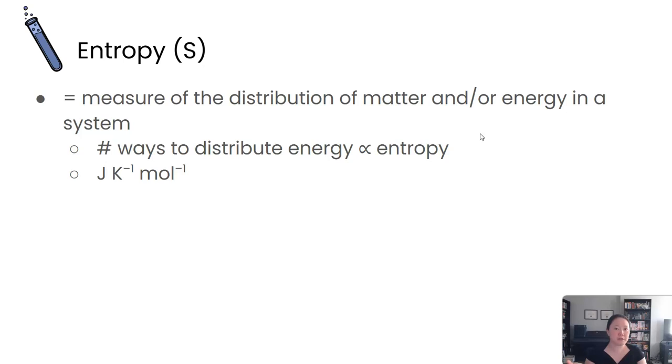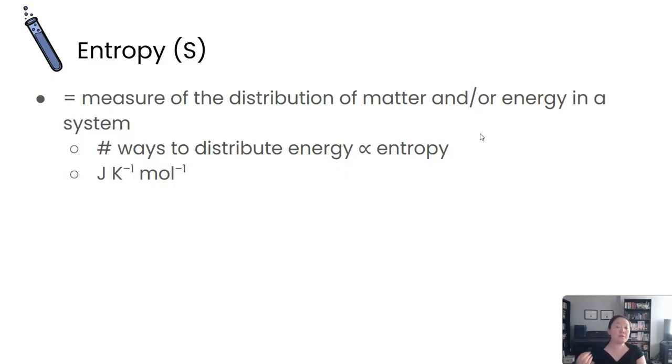Now, to give a slightly different definition of entropy, we have the measure of distribution of matter and/or energy in a system. So again, if we take that solid versus gas as an example, in a gas, there is matter that is distributed over far more of an area, and also the energy is going to be distributed quite a bit as well, as opposed to a solid where everything is not going anywhere. There isn't much distribution. Now, if you have more ways to distribute energy, then your entropy is increased. So that gas has high entropy, whereas your solid has low entropy.